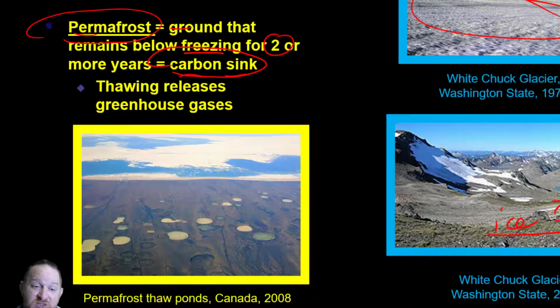Some scientists are also concerned that permafrost contains viruses and bacteria and things that humans aren't used to because it's always been frozen. And if that starts being released, we're going to have a lot more problems there too.